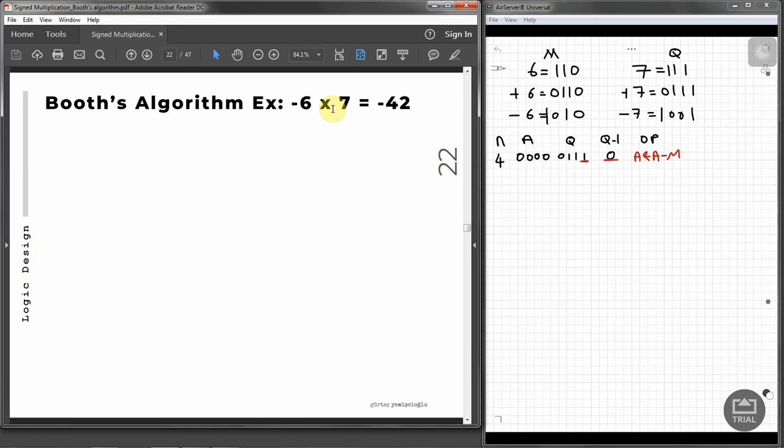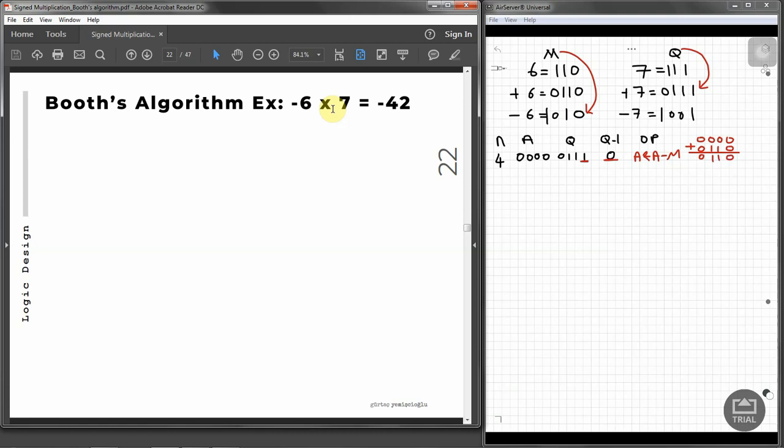So we can say that m is minus 6 and q is 7. Now, that means we have to perform the operation as follows. So 0, 0, 0, 0 plus 6, which is 0, 1, 1, 0. So when we add these two numbers, we are going to get 0, 1, 1, 0.